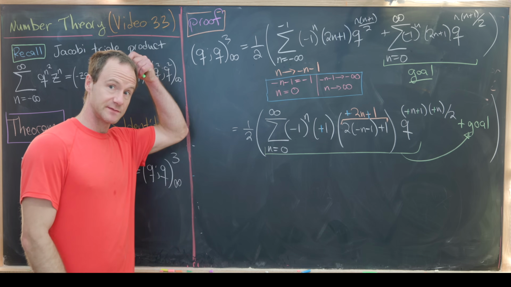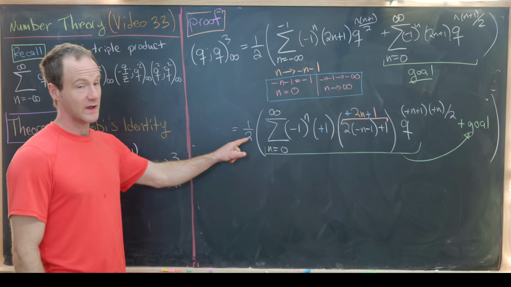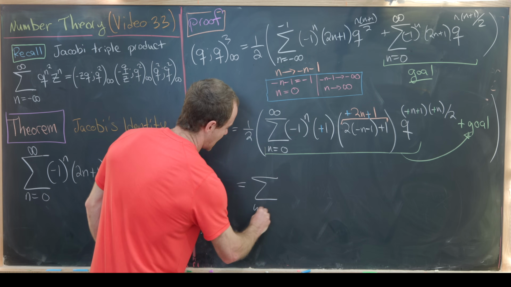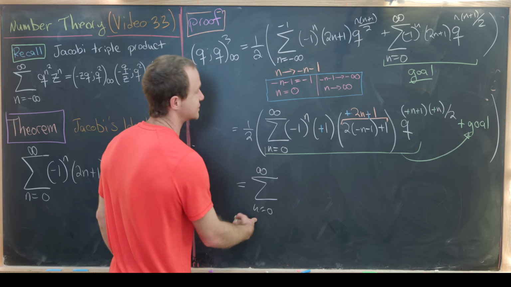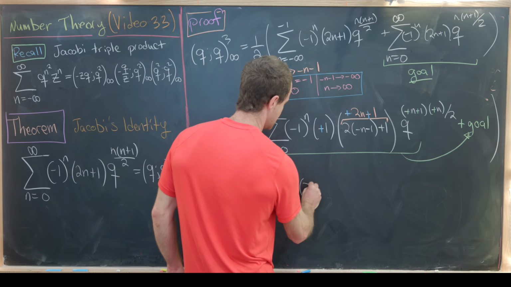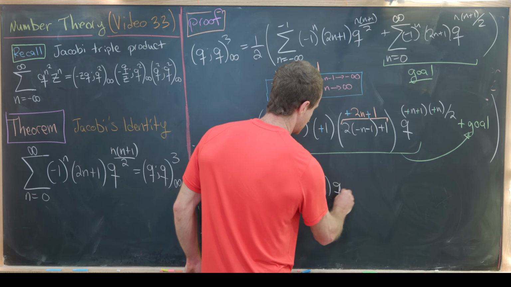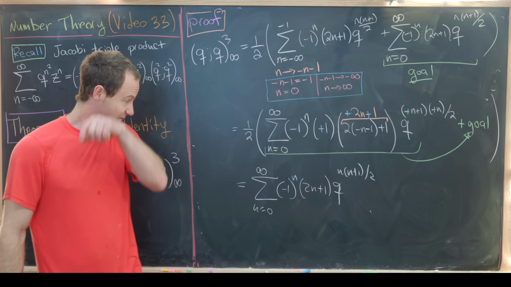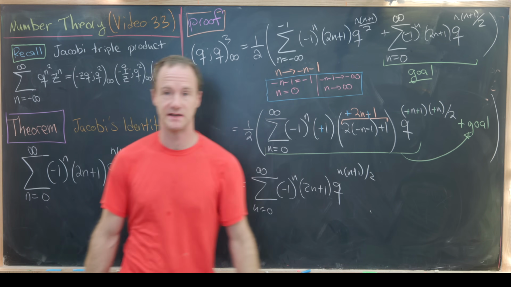So we've got two sums that are exactly the same. We add them together and take half, which just gives us our sum, which is our goal, which is the sum for n going from 0 to infinity of -1 to the n, 2n+1, q to the n times (n+1) divided by 2. So that finishes the proof of this Jacobi's identity.